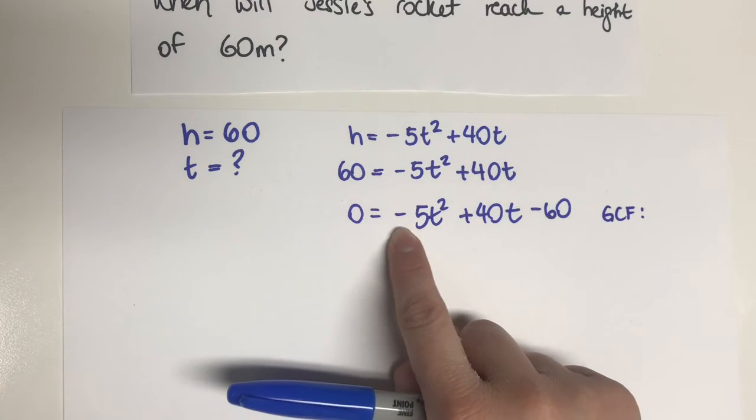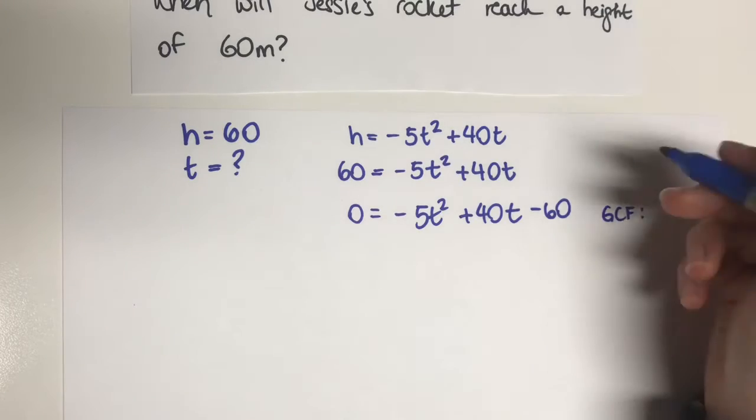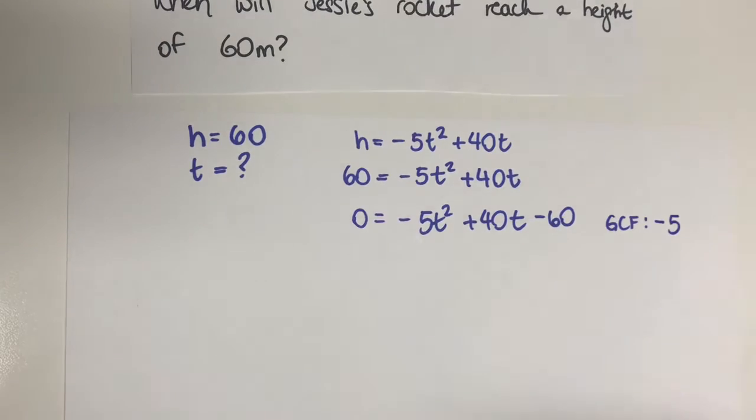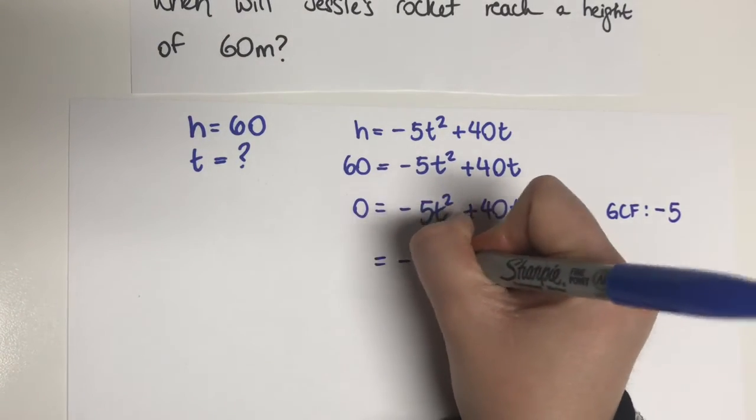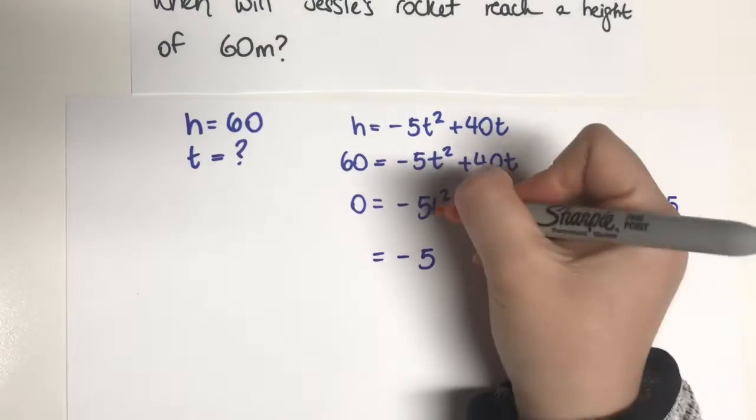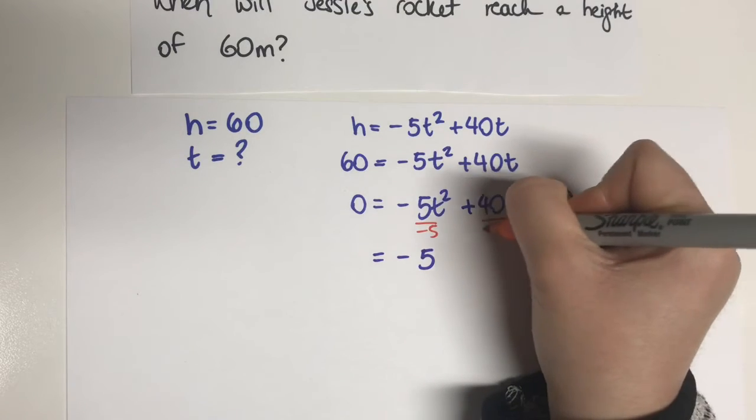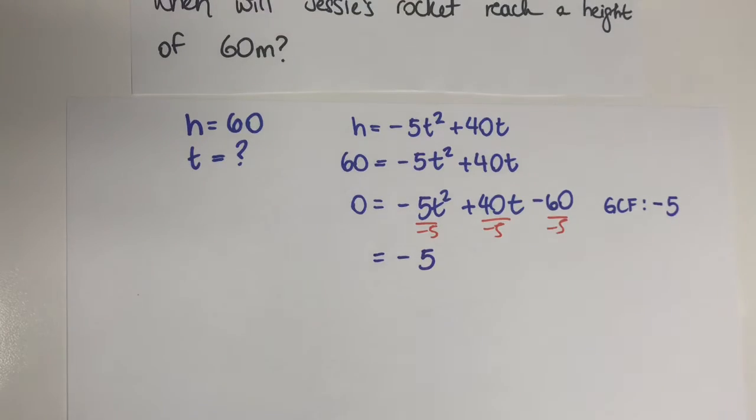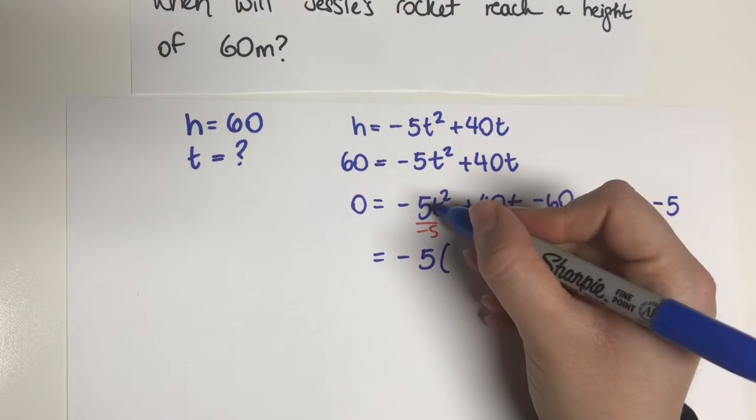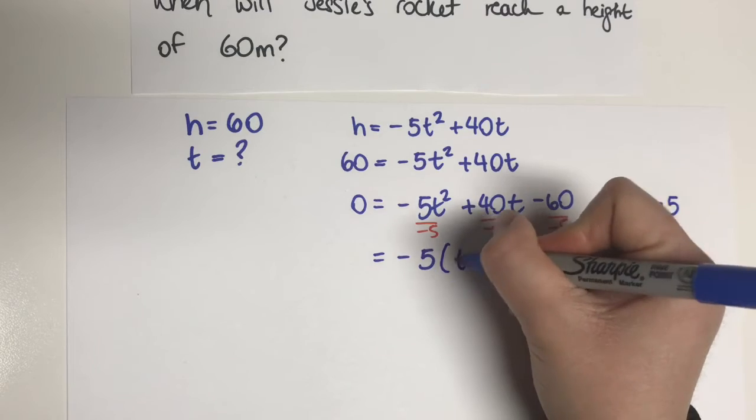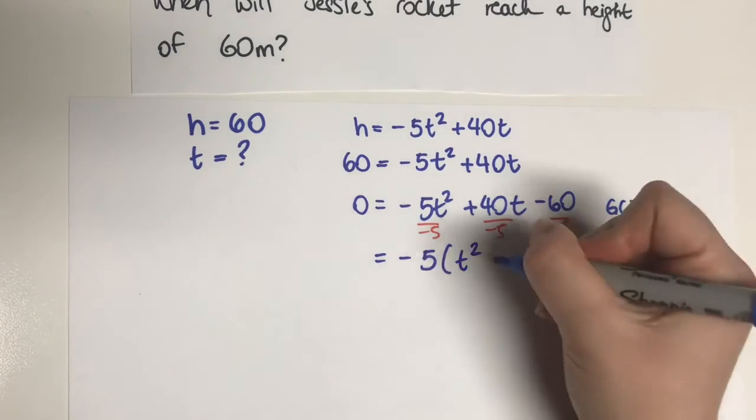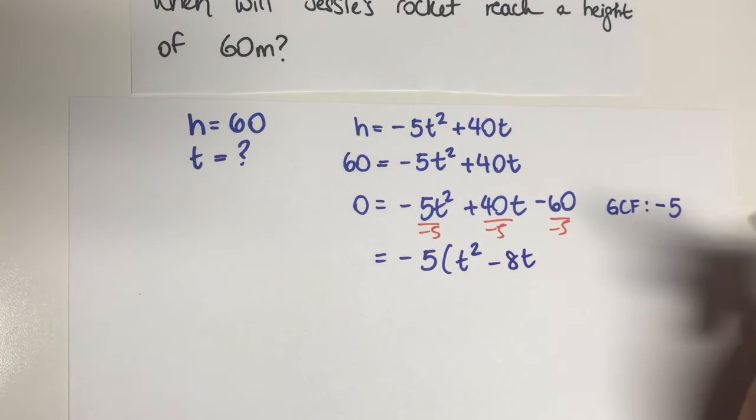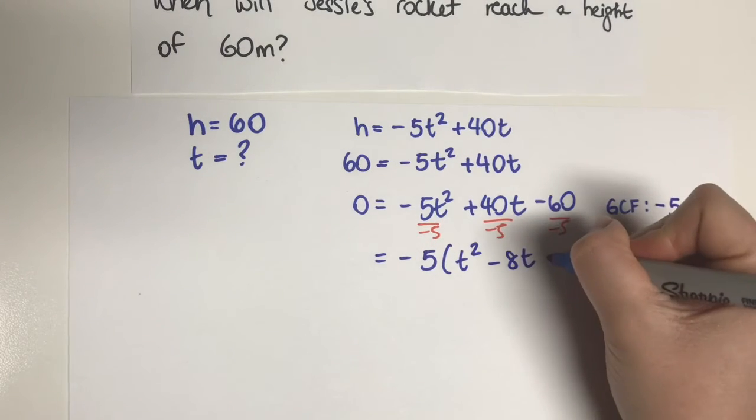And remember, if the first number is negative, I'm actually going to factor out a negative 5. So I'm going to bring the negative 5 to the front, and I'm going to divide it out of each term. So negative 5t squared divided by negative 5 is just t squared. 40t divided by negative 5 is negative 8t. And 60 divided by negative 5 is positive 12.